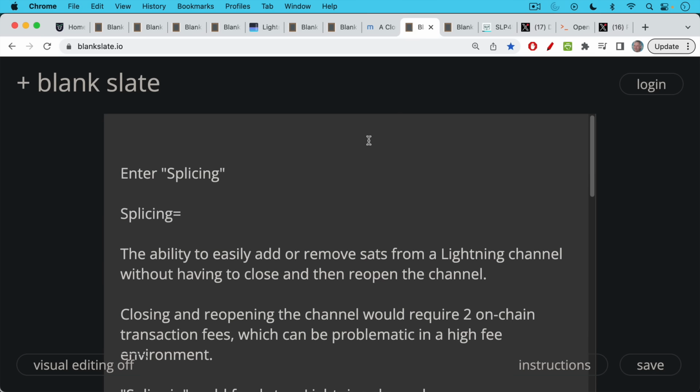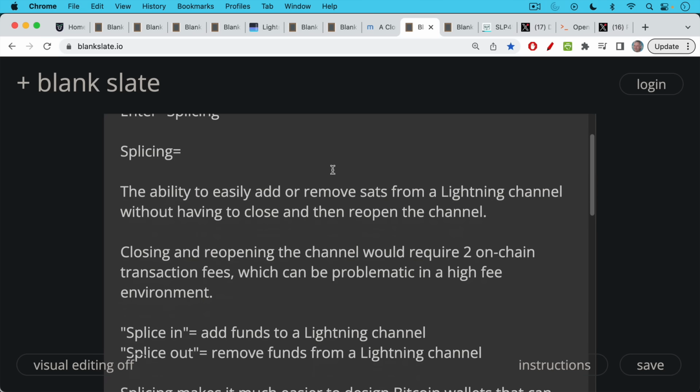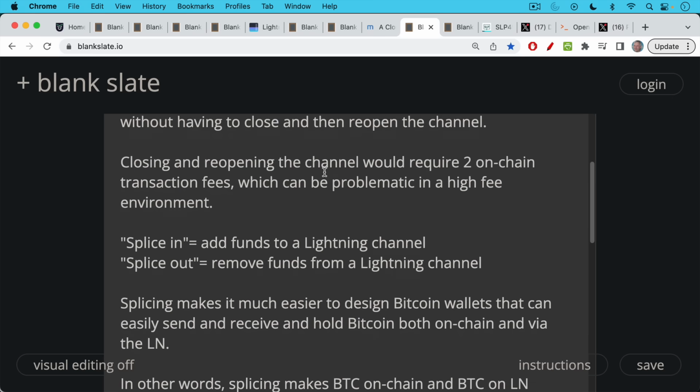So this is where Splicing becomes very interesting. Splicing is this new technology that gives you the ability to easily add or remove sats from a Lightning payment channel without having to close and then reopen the channel using transactions on the base layer. Closing and reopening the channel would require two on-chain transaction fees, which, as we said, can be problematic in a high fee environment. So if you splice in, that means you're adding funds to a Lightning channel. If you splice out, that means you're removing funds from a Lightning channel.